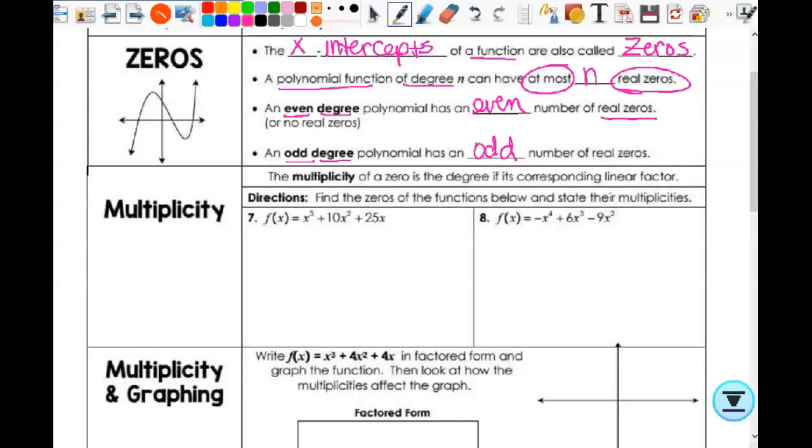Okay, so another part of this whole factoring, zeros, whatnot, is the multiplicity that we have to look at. So the multiplicity of a zero is the degree of its corresponding linear factor. So when you factor something into like x plus 2 times x minus 3, those two things are linear factors because individually they are linear, right? That's why they're called that.